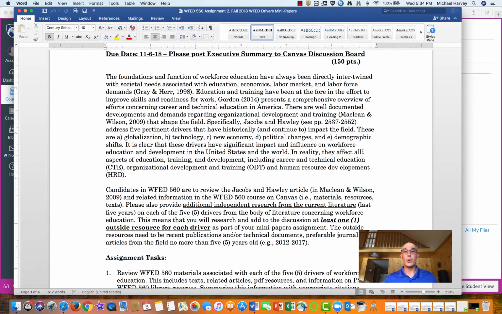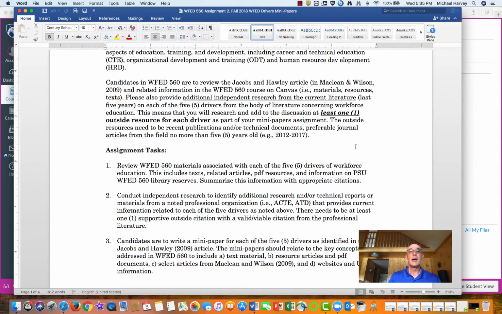These have had an impact on workforce development here in the United States and across the world, and they've had an impact and continue to develop education, training, and development programs in career and technical education, and also organizational development and change, organizational development and training, and human resource development programs. It's important that candidates understand these 5 drivers. You will use the Jacobs and Hawley article from the eReserve, Library Reserves on Canvas to talk about these 5 drivers individually. What I'm also asking you to do is support with work that comes from the textbook, work that comes from the assignments, work that comes from the resources and information on Canvas for Workforce Ed 560.